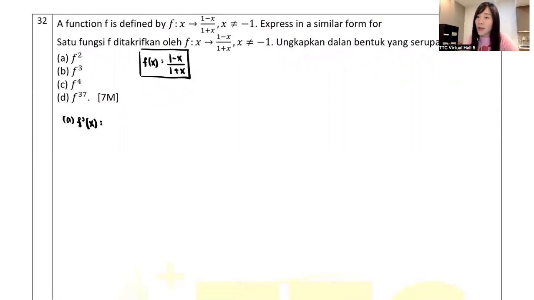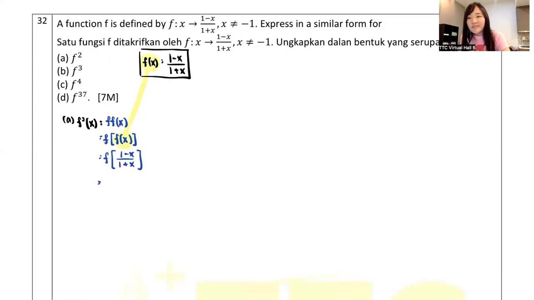So how do we find f squared x? Please remember, f squared x, original name called f of f(x). It's always the same. So your first step again is to separate it, then do the inside part first. The inside part is called f(x), which is (1 minus x) over (1 plus x).